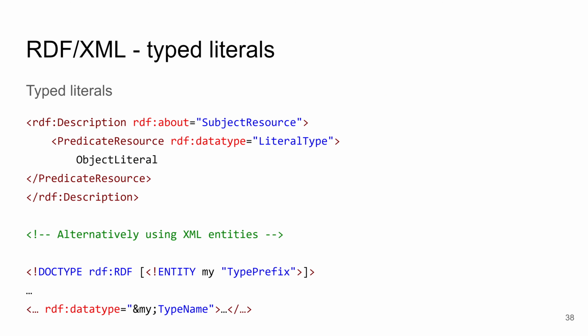There is support for typed literals, so we can have the rdf:datatype attribute saying that the content of the XML element is of this type, which is an IRI of the data type. Alternatively, sometimes you may see the IRIs shortened by XML entities, which are defined in DTDs. This is just so when you see it, you know where to look for what it actually means.